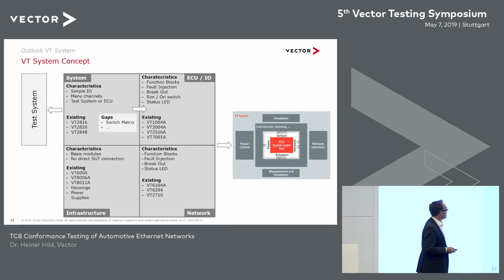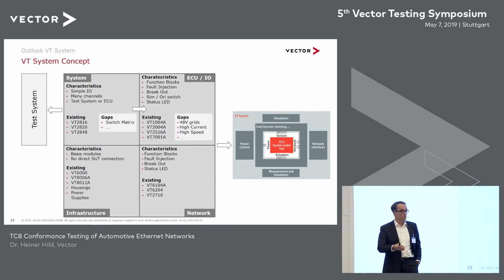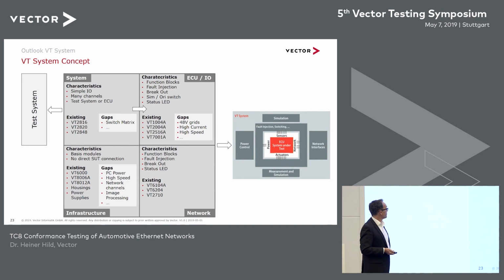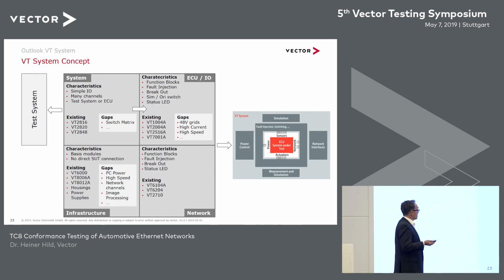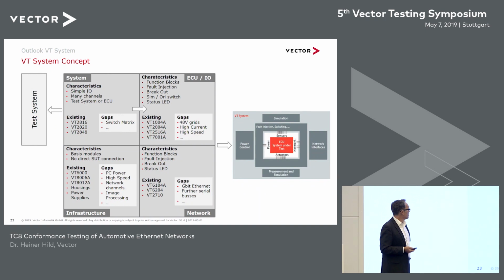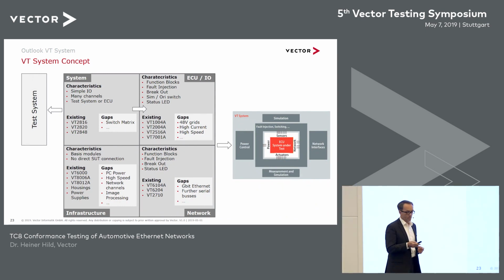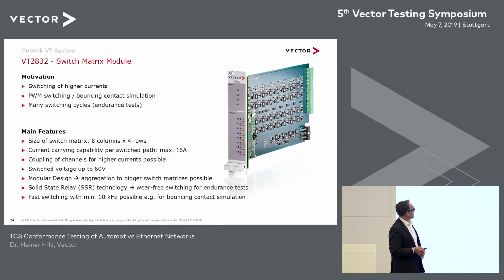With regard to system, we are making plans for a switch matrix, which allows for complex switches, then for IOs, ECU access. We are talking about the topic of 48-volt networks and also higher currents or higher speeds. When it comes to infrastructure, more PC power altogether, high speed network channels are always an issue. Image processing keeps coming up. And with regard to network interfaces, quite obviously, gigabit Ethernet is the issue, or further serial buses that we are not yet serving at the moment. So we are approaching quite a few of those elements.